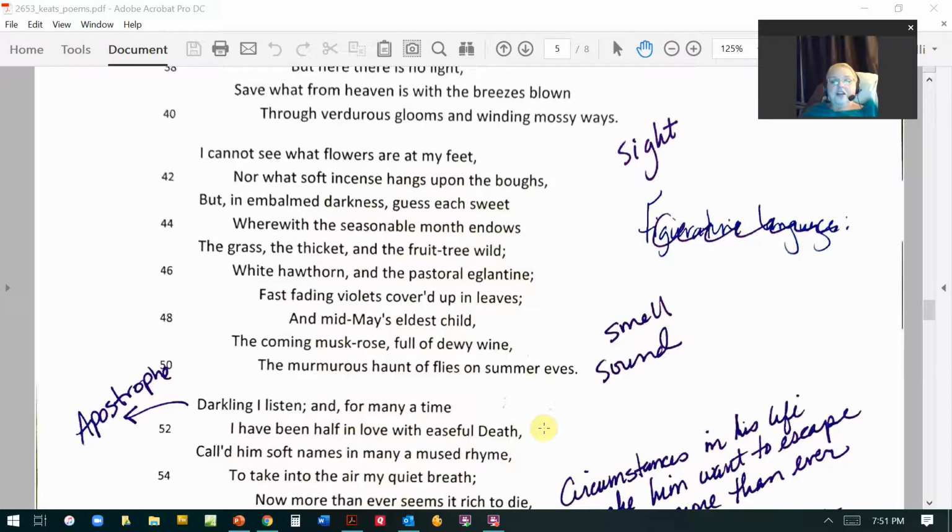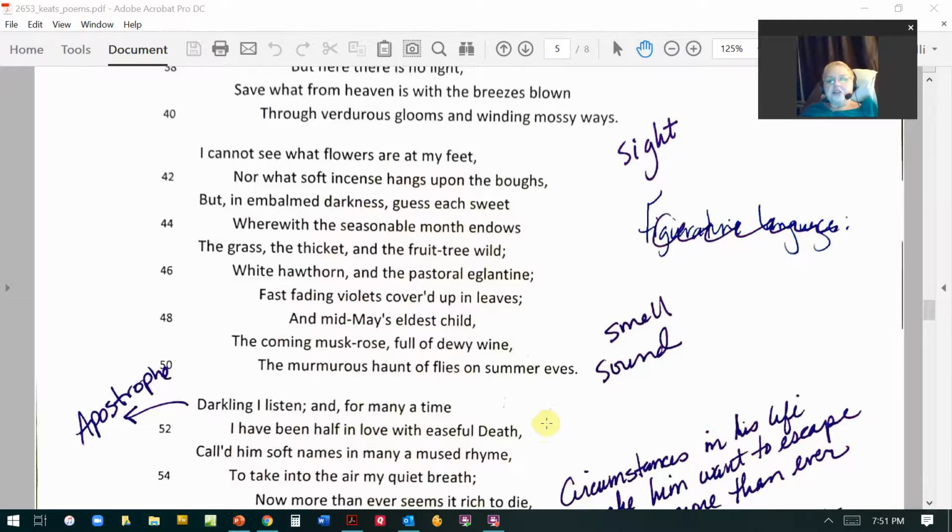I actually wrote a short story called The Murmurous Haunt of Flies. It's about a serial killer. The literary exercise was to take a line from a favorite poem and to use it to inspire a short story.